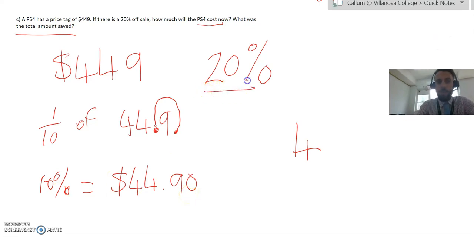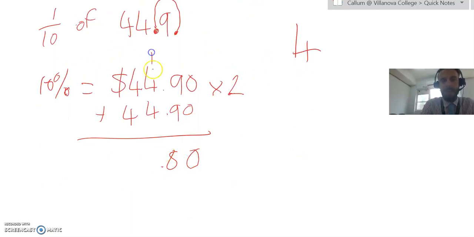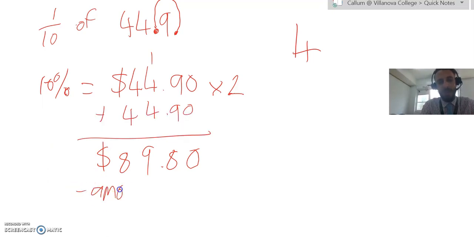And if I'm trying to work out 20%, if I times that number by 2, then I'm going to work out the total amount saved. So I'm just going to add it on, because timesing by 2 is the same as just adding it on. So I'm going to do $44.90 plus $44.90. 9 and 9 is 18. 4 and 4 is 8, and 1 is 9, and 4 and 4 is 8. So I know that 20% is $89.80. So that is my total amount saved. I'm going to make that clear because the question asks what's the new price and what's the amount saved.